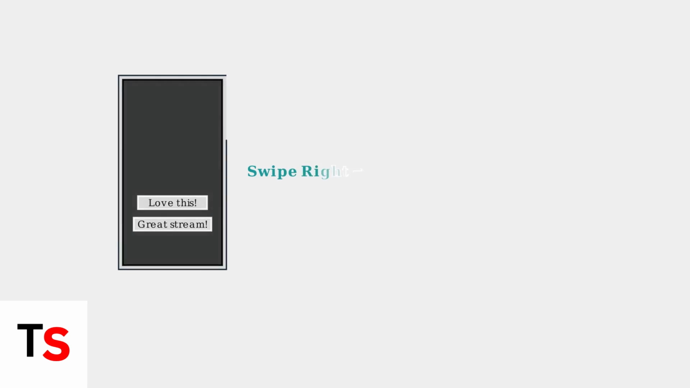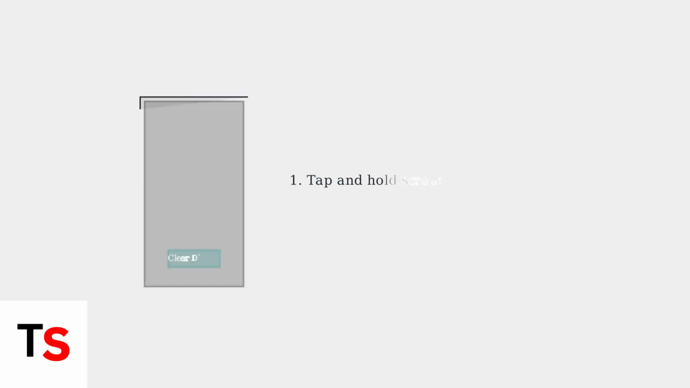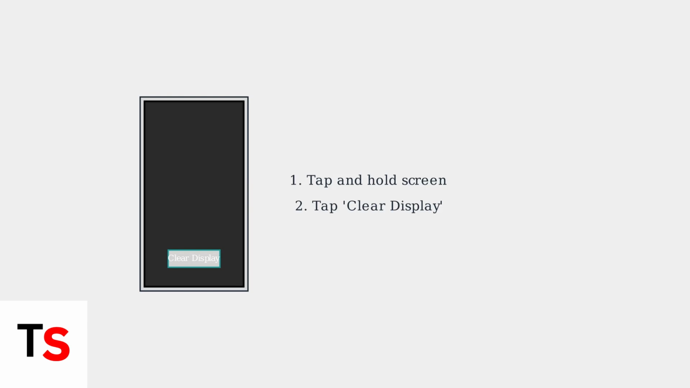As a viewer watching TikTok Live, you have several ways to hide comments for a cleaner viewing experience. The simplest method is swiping right across your screen to hide all comments instantly. To bring comments back, simply swipe left. This gives you complete control over when you want to see viewer interactions. Another method is to tap and hold anywhere on the screen, then tap the Clear Display button. This temporarily hides all interface elements, including comments.